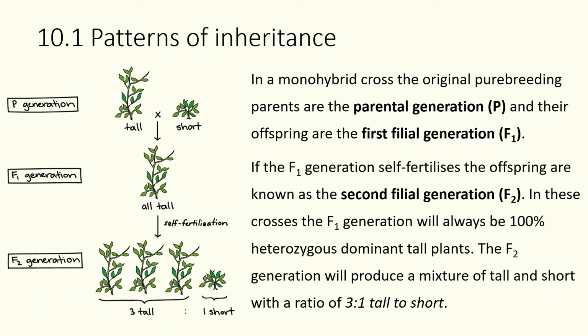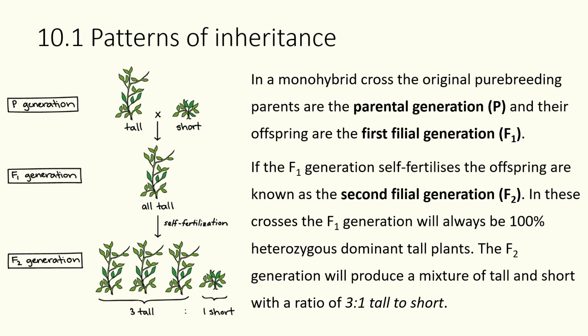Just a refresher of some of the terminology. The parent generation, or the P generation, is from the very beginning. The first filial generation, F1, is when we breed together those two parents. And then our F2, second filial generation, is when those within the first filial generation self-fertilize.